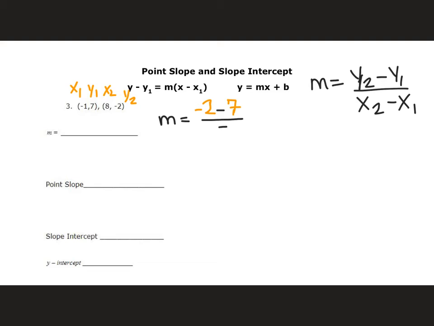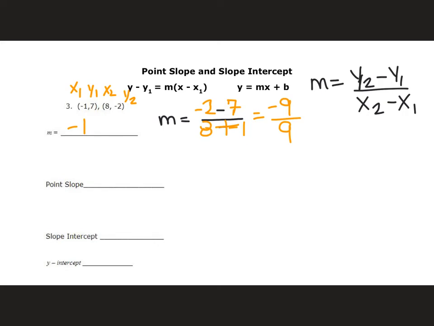Then we're looking at the bottom, the change of our x values. So this is going to be 8 minus a -1. And so we have these negatives, we want to be careful. We're at -2 and we're going to subtract 7. So that's going to take us to a -9. And then 8 minus -1, that turns into a positive. So we have -9 over +9, which gives us a slope of 1. Now that slope's not going to change.